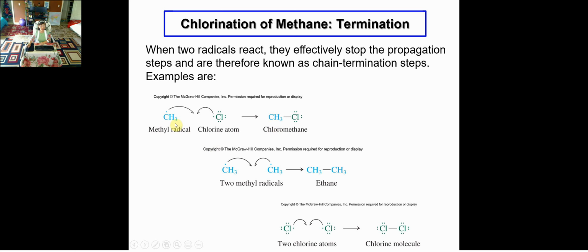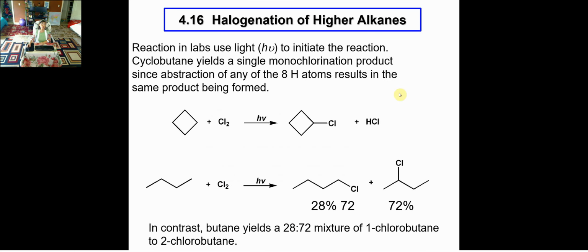If you have two methyl radicals, they can also react with each other to produce ethane. So this is another way to terminate your reaction. Chlorine atoms can also react to form a chlorine molecule, Cl2. So that's the step of termination of the reaction.